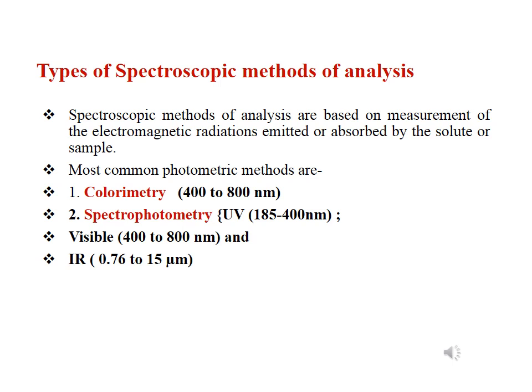The types of spectroscopic methods of analysis. The spectroscopy, which is based on electromagnetic radiation emission or absorption, can be of different kinds, but the most common photometric methods which are used are colorimetry and spectrophotometry. The colorimeter range is 400 to 800 nanometer, which comes in the visible range, and spectrophotometry is 185 to 400 nanometer. So it means we have visible at 400 to 800 nanometer and IR spectroscopy at 0.76 to 15 micrometer.